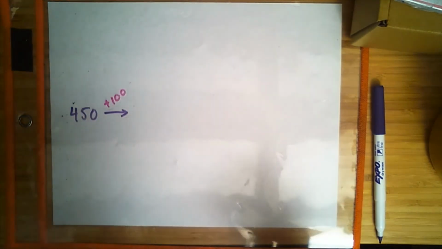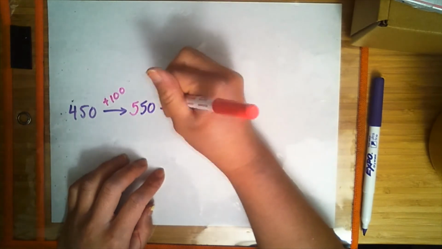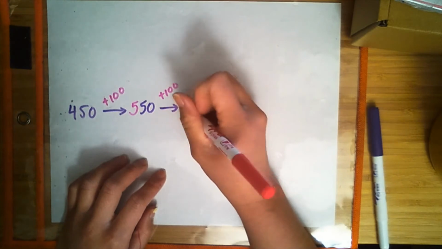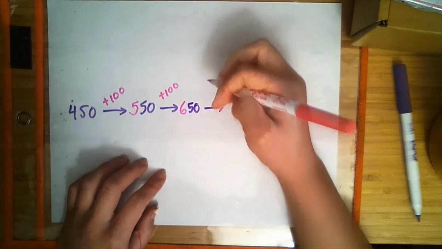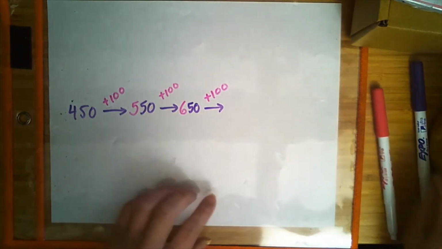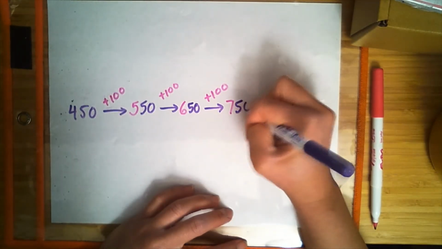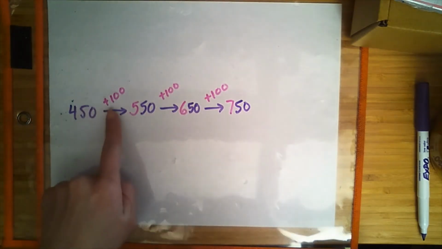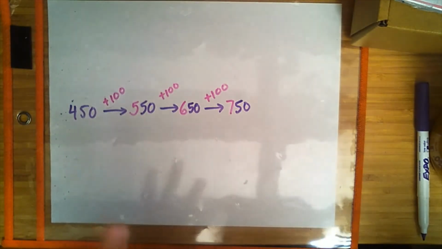I'm going to add 100 so that my digit changes in the hundreds place. Then I'm going to add another 100 so that my digit in the hundreds place changes again. I'm going to add another 100 so that my digit in the hundreds place changes again. And now we're done. And our solution is 750 because I added 100, 200, and 300. So that's a lot like skip counting by hundreds.